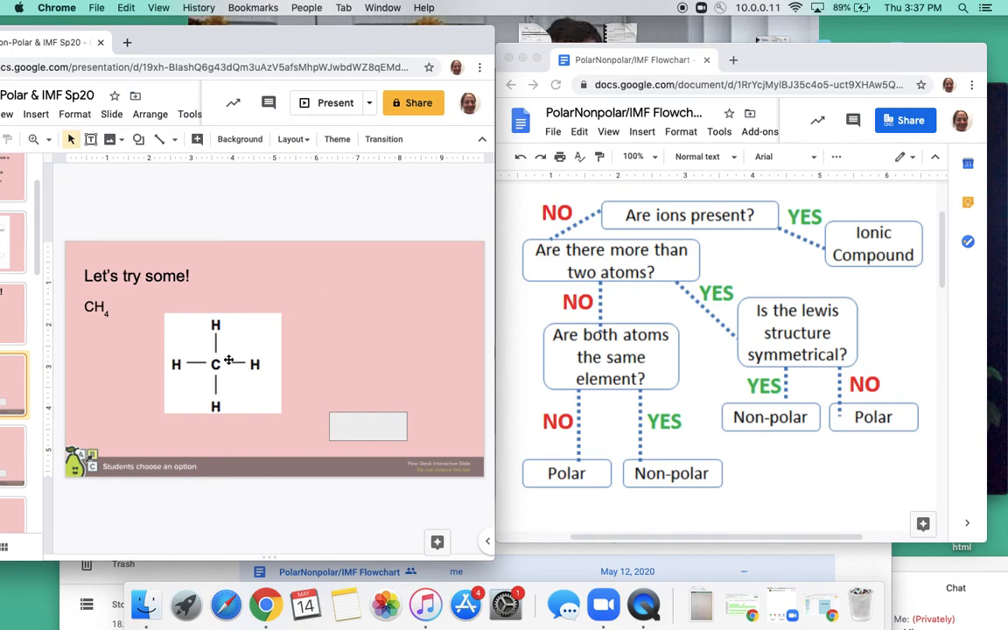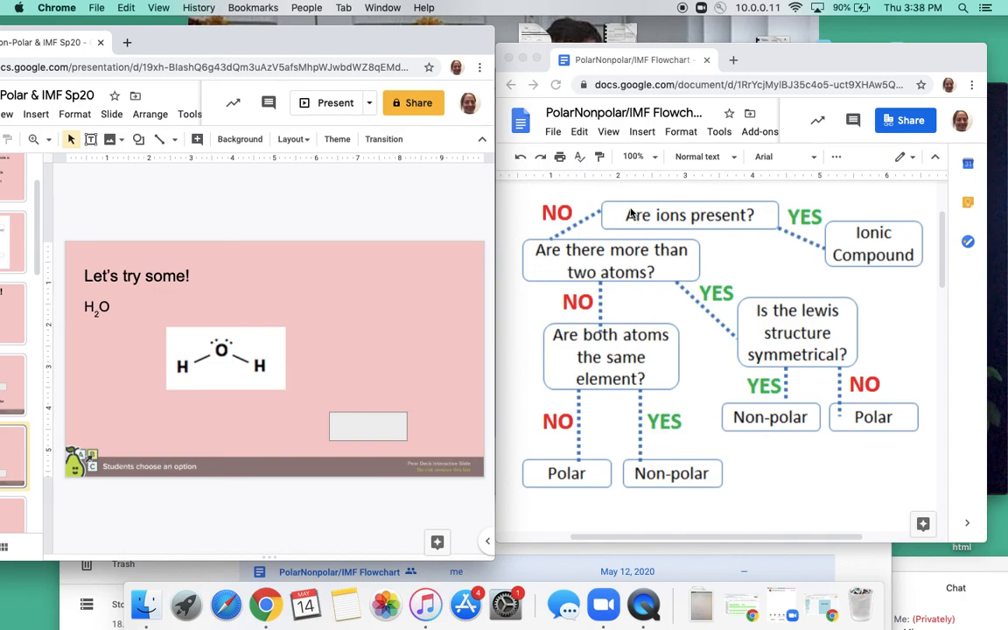The first one we're going to do is CH4. So we want to ask ourselves, are ions present? Is it ionic? The answer is no, because they're all nonmetals. Are there more than two atoms present? The answer is yes. There's 5. 4 plus 1 is 5. And then is the Lewis structure symmetrical? It is symmetrical because the left, the right, the top, the bottom are all the same, so it's going to be nonpolar.